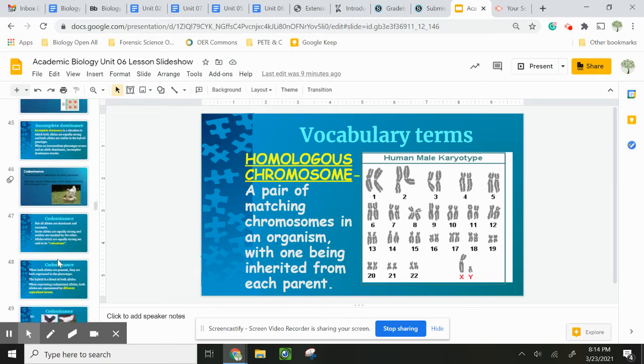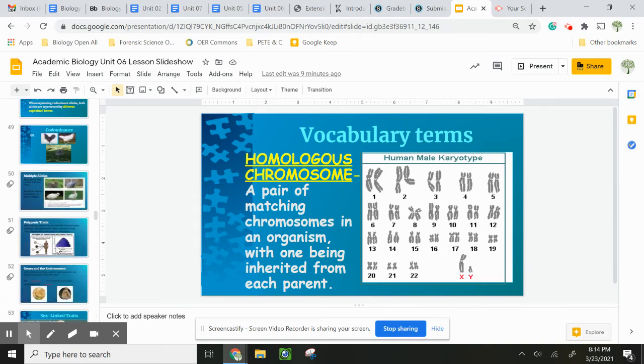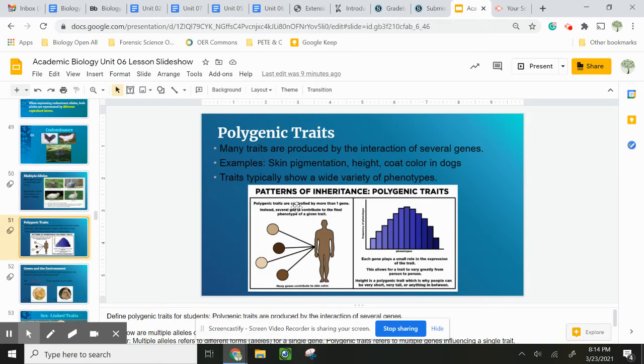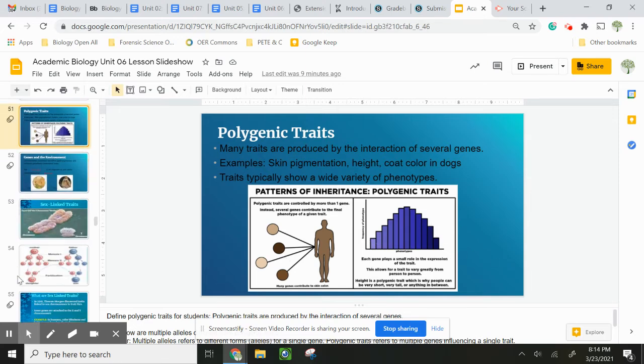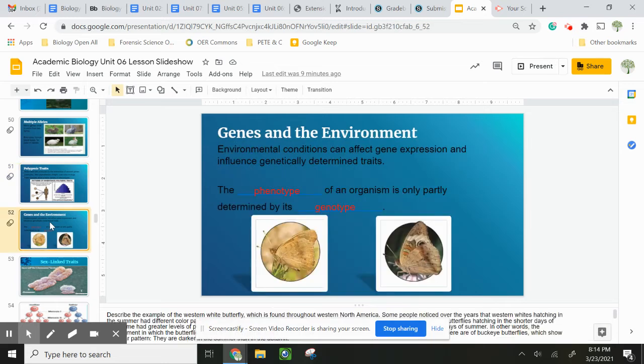So again, another exception to Mendel's rule, polygenic traits. They're patterns of inheritance that are controlled by more than one gene. Several genes contribute to the final phenotype of a given trait, and they typically are demonstrated on a spectrum from one extreme to the other and everything in between. Pretty cool. We also think about environmental conditions that can control gene expression.